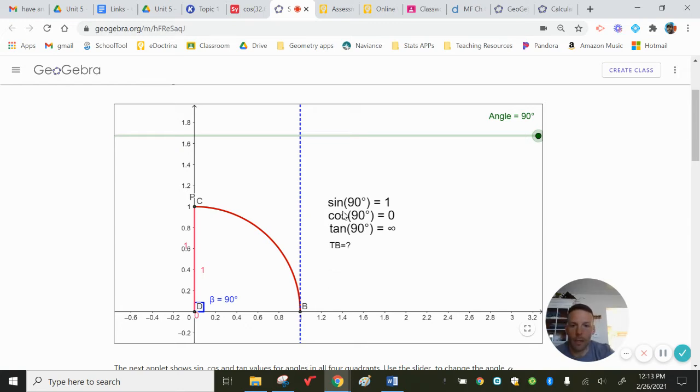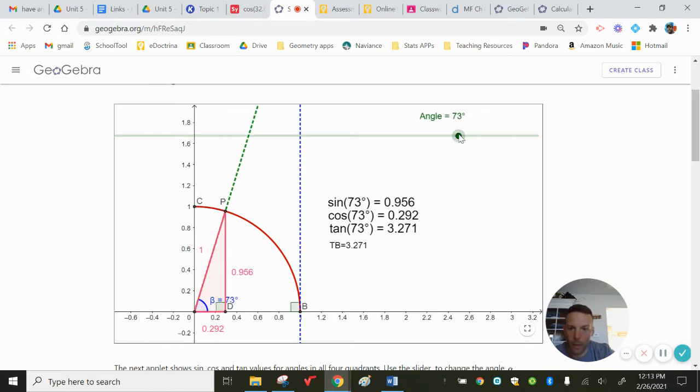Now, each of these are the different ratios. So SIN is short for sine. You're just missing the E. And then COS is for cosine, and TAN is for tangent. So right now, they're telling me that the value for the sine of this 90-degree angle is equal to 1. And the cosine of 90 degrees is equal to 0. And the tangent of 90 degrees is infinity. Okay, but watch as I adjust the angle.